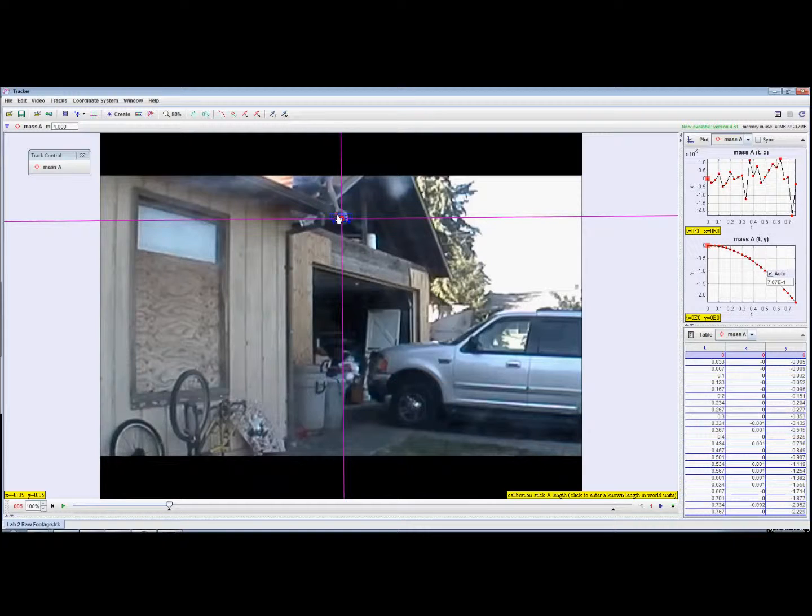To determine distance, I found that the ball's diameter was 15.75 centimeters. This was then converted to meters. I will now run the footage, and I plotted each point over time so that I could accurately find out how fast it was going.